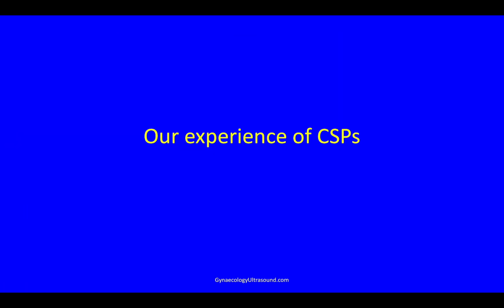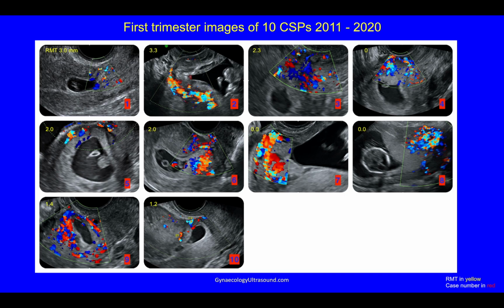So what's our experience of scar pregnancies in Southampton? Here are some first trimester images of 10 scar pregnancies over the last decade. Top left, I've written the RMT, the residual myometrial thickness overlying the scar pregnancy, in yellow. You can see that they're all less than 3.3 millimeters, and most of them are 2 millimeters or less.